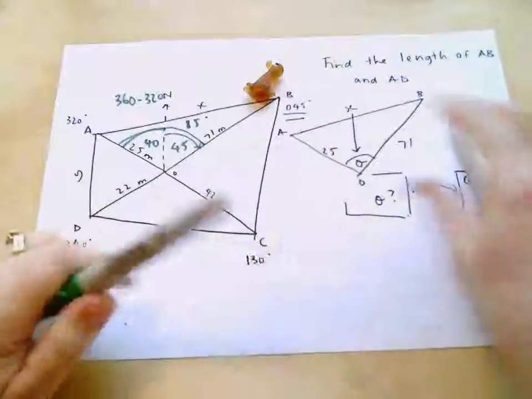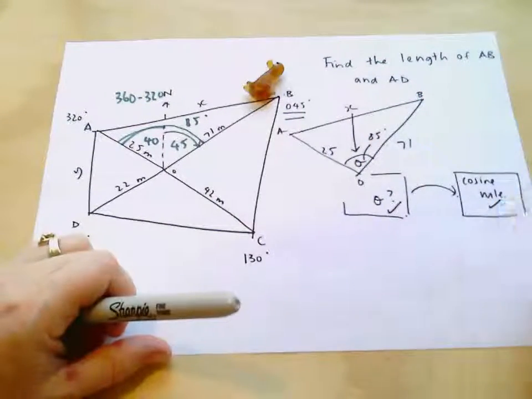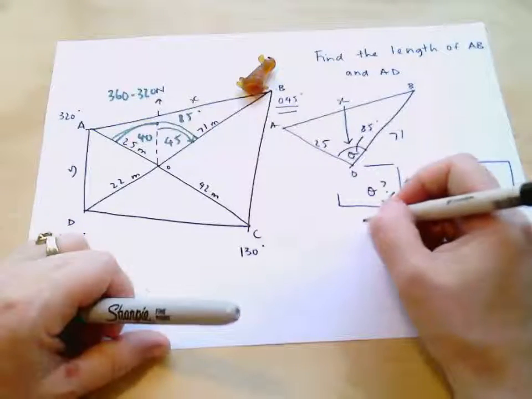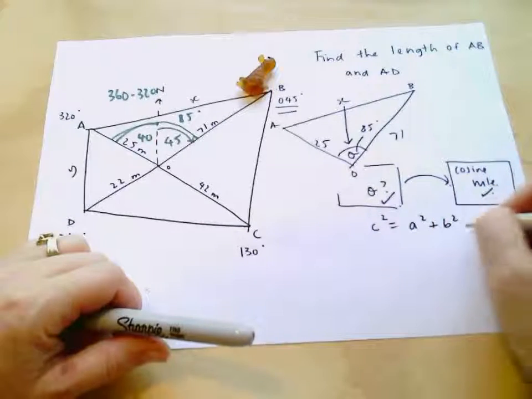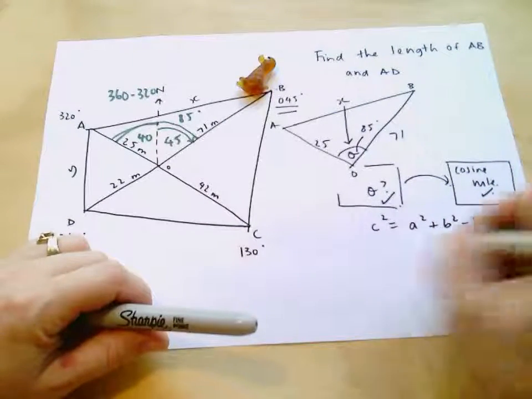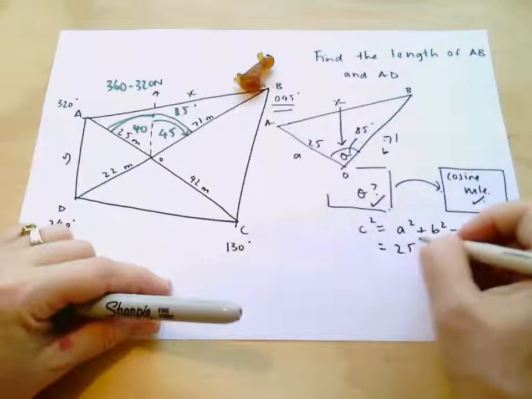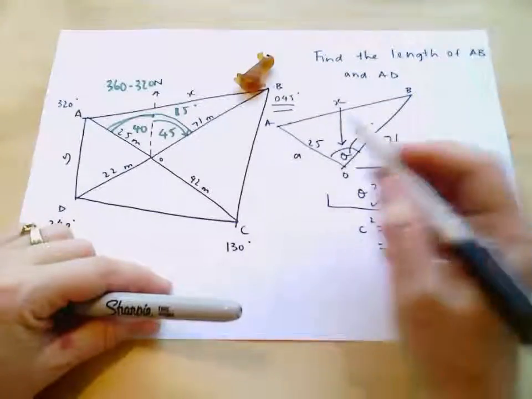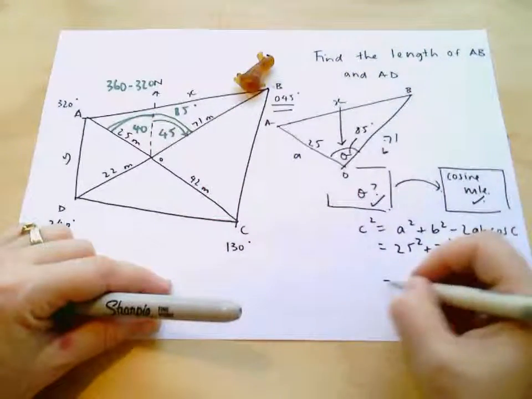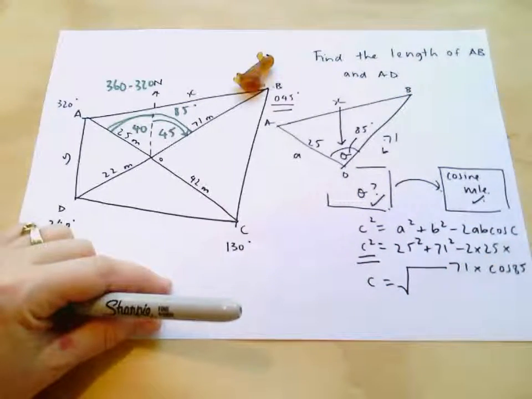So once I've got that, and I know that this is 85, I can use my cosine rule. I'm not going to do it here because we're getting a little bit long in this video, but I'd be using this rule to work that out, where I'd substitute everything in. I'd let my A and B be B's, it doesn't matter which way, minus 2 times 25 times 71 times cos of the angle I just worked out, which was 85. Whack it into my calculator, of course. This gives me c squared, so make sure you do the square root.